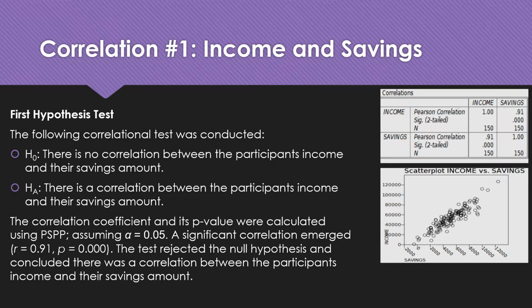The correlation coefficient and its p-value were calculated using PSPP. Assuming alpha equals 0.05, a significant correlation emerged where R equals 0.91 and P equals 0.000. The test rejected the null hypothesis and concluded there was a correlation between the participant income and the savings amount, as we could see from the graphical representation of the correlations and the scatter plot diagram between income and savings.